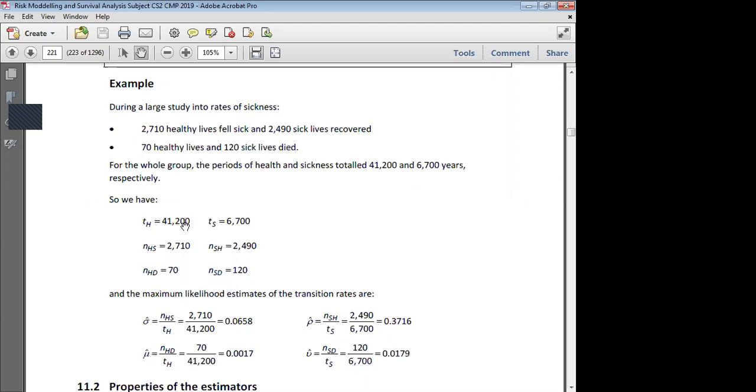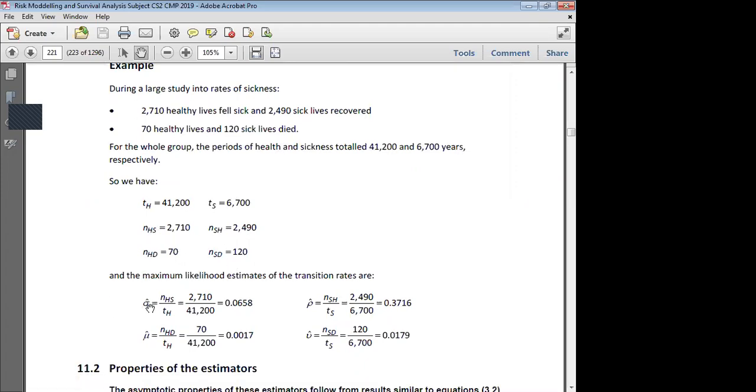This T_H represents the waiting time in the healthy state, then the waiting time in the sick state, and the healthy to sick number of transitions, and so forth. So every time you want to figure out, let's say, sigma hat, this will be N_HS upon T_H, and so on and so forth for the rest of these parameters as well. So I guess that is all.